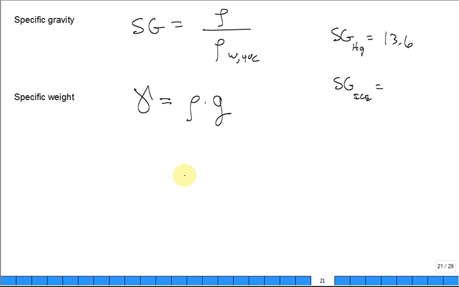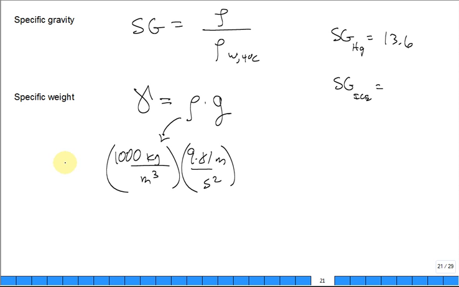So if I have 1,000 kilograms per meter cubed for water in SI units, isn't that water mass density? And I have 9.81 meters per second squared. What is the gamma? I can't write gamma. Come on now, get gamma. Here you go. What is the specific weight of water, liquid water, in the SI units? True?